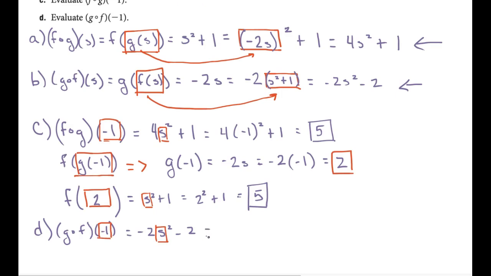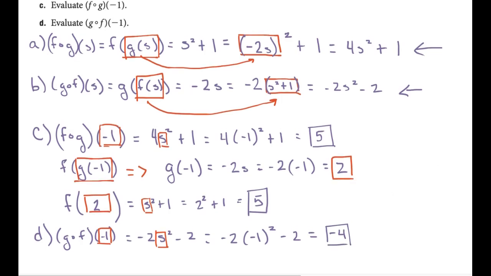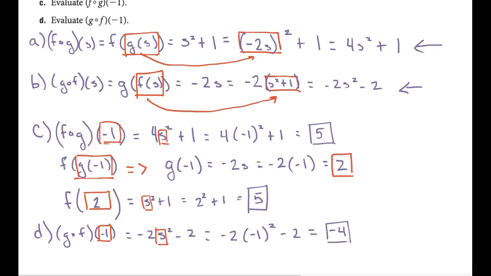All right, so we're going to get negative 2 times negative 1 for the s, squared, minus 2. And we're going to get negative 2 times 1 minus 2, which is negative 4. Okay, so that is the first way, as if you have already done the g of f of s, and then you can just plug it in.